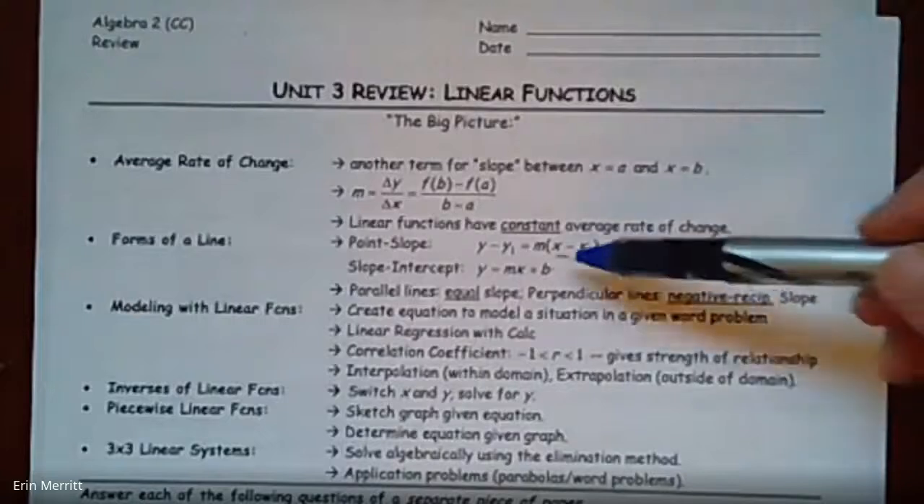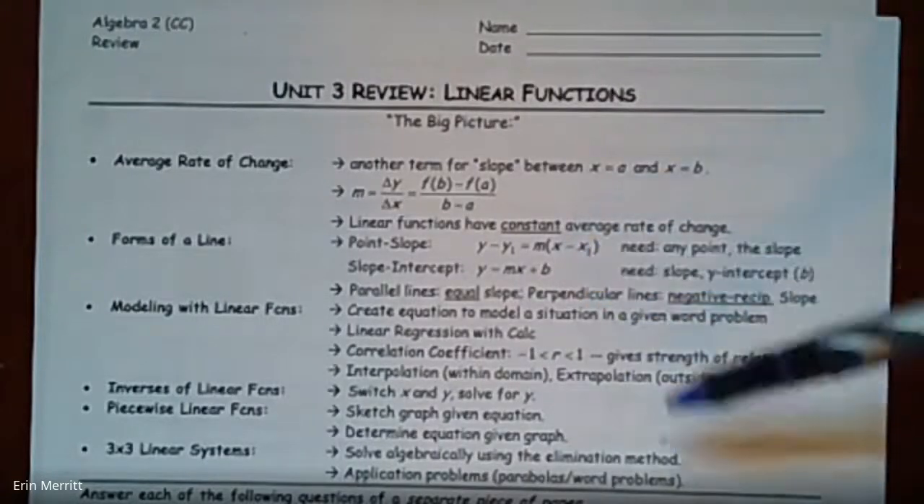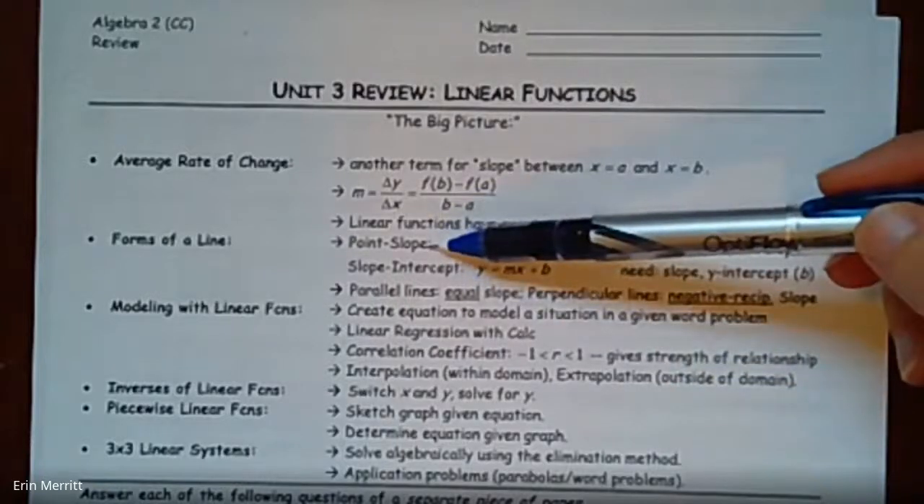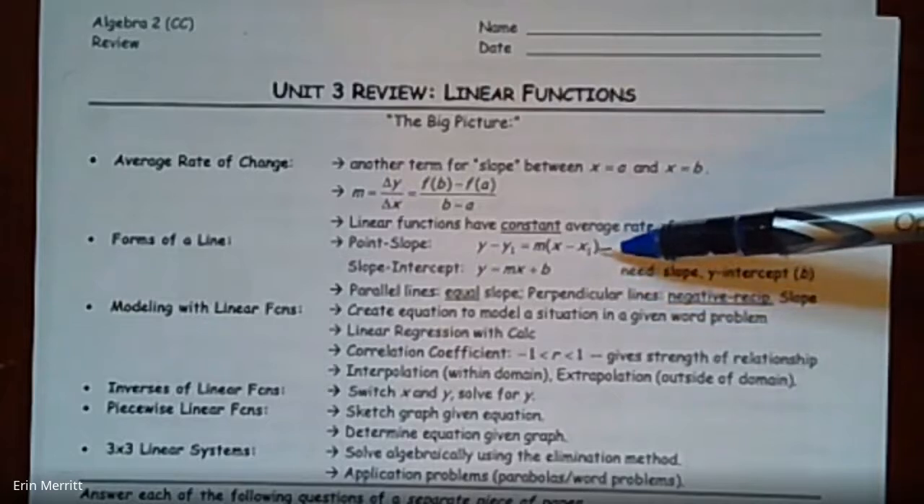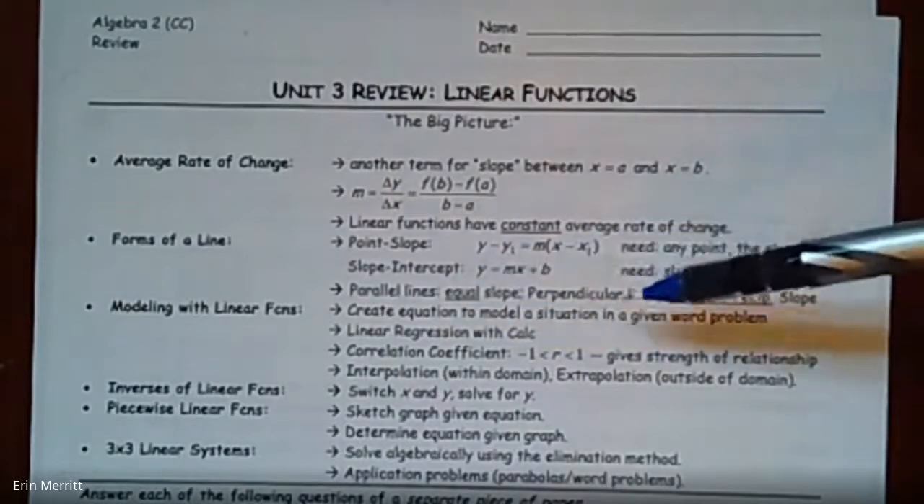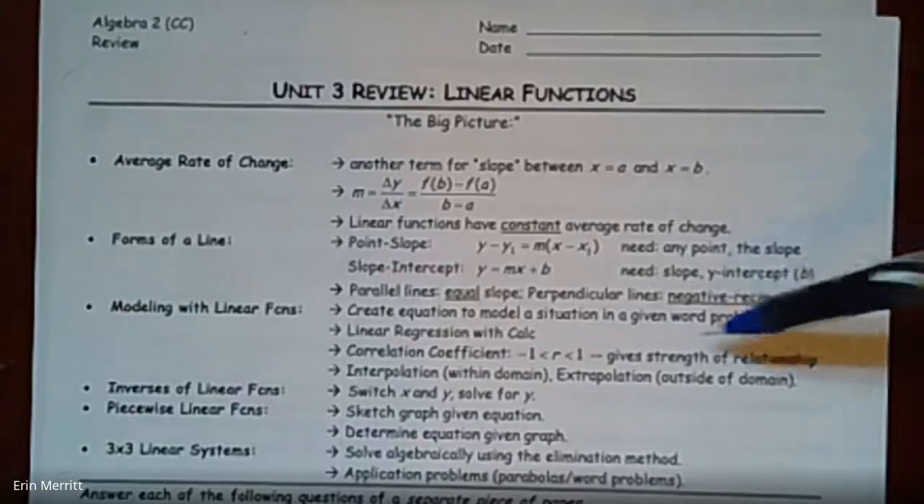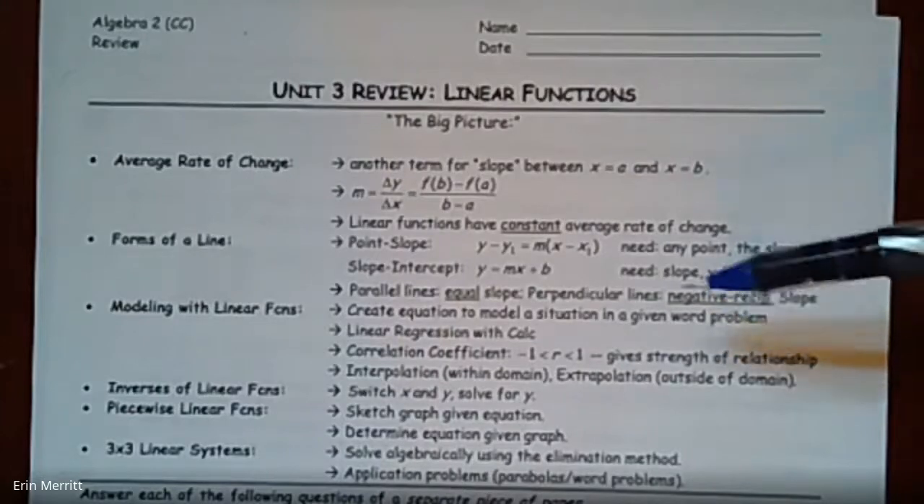The forms of the line, please make sure that not only do you know both of them, but you know them by name. Because if it says leave the answer in point slope form, you're going to lose credit if it's in a form that's not matching that right there, all right? Parallel lines have equal slopes, perpendicular lines have negative reciprocal slopes. That's some good geometry stuff right there.